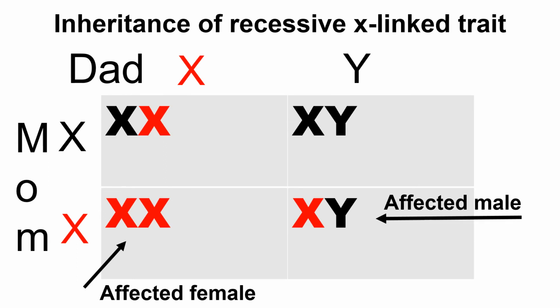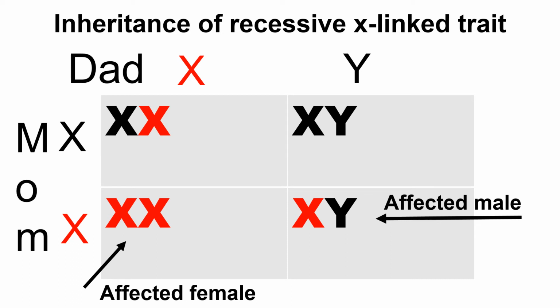Alright, so after we do the Punnett square, this is a mutation that is found on the X chromosome and is inherited in a recessive fashion. So based on the Punnett square, what we can see is that one of the females is going to be affected with this condition, and also one of the males is going to be affected with this condition as well.